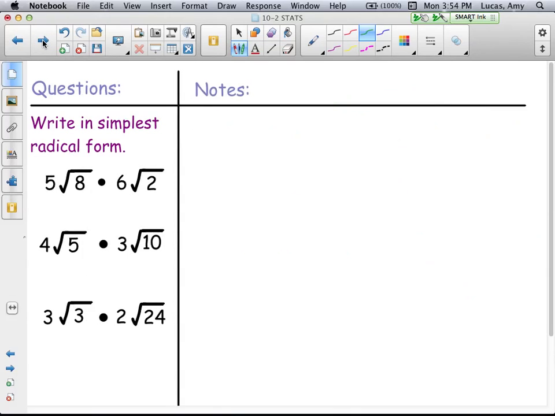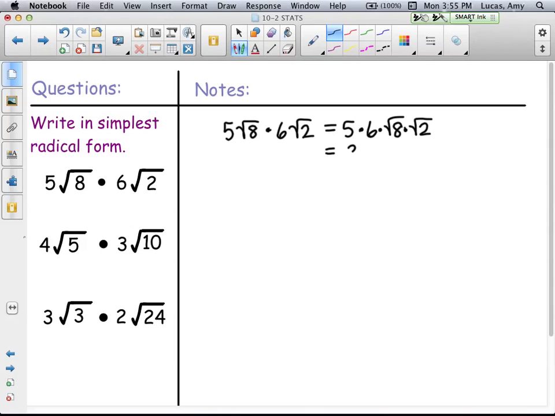Okay, next. Now we've got some radical expressions where we have a number, kind of like a coefficient, in front of the square root. Now remember that the commutative property said it was fine to change around the order that you multiply. So I can change around this order like this and multiply all of these together in a different order.